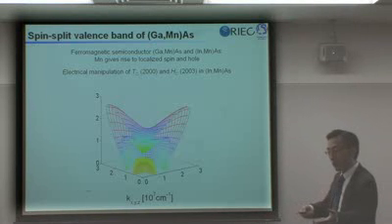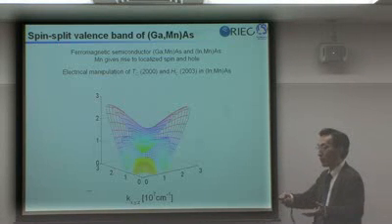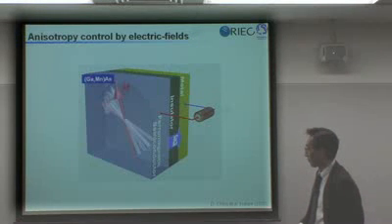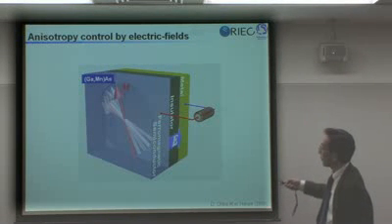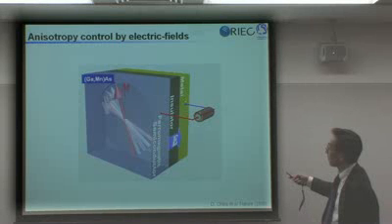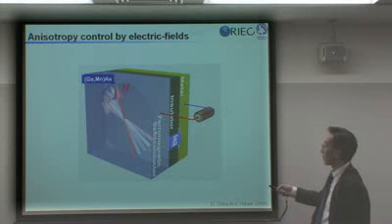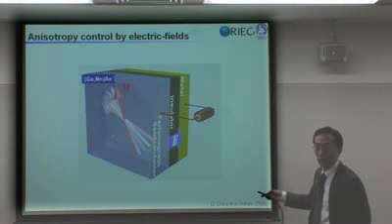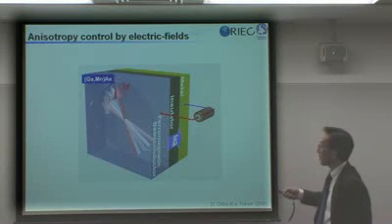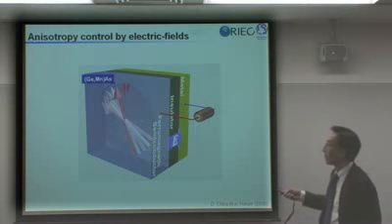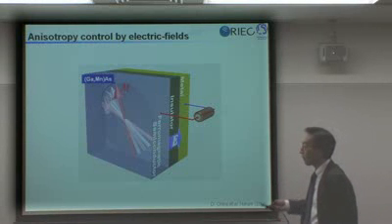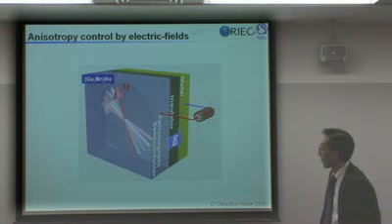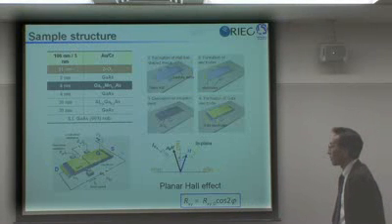So if you can change the anisotropy, we should be able to see the change in the magnetization direction. So the idea is here, this is our metal insulator semiconductor structure. We apply electric field to change the carrier concentration. And along with this change of carrier concentration, we expect to see some change in magnetization direction. So let's see if we can see it.